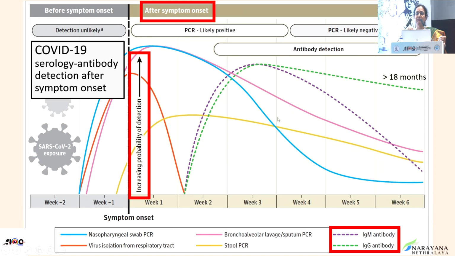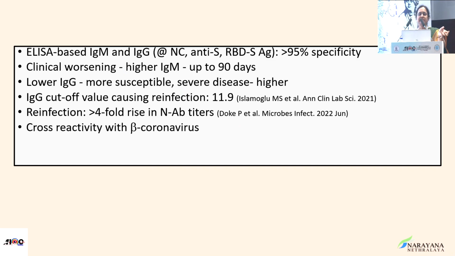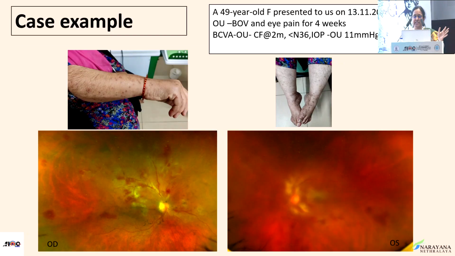So when we see the patient, we consider how many weeks post-fever or infection we are seeing, and accordingly what we can anticipate, and so we have to order the antibody testing. ELISA-based IgM and IgG are available. If there is increased IgM, we saw clinical worsening. Reinfection is suggested if there is more than a 4-fold increase in antibody titers. Most challenging was the cross-reactivity of coronavirus with many organisms.